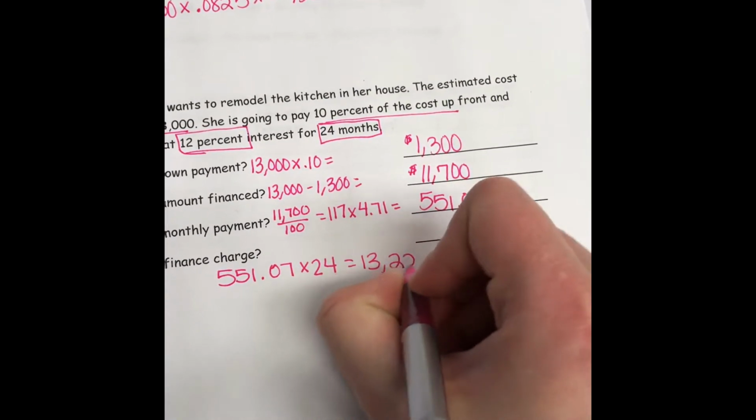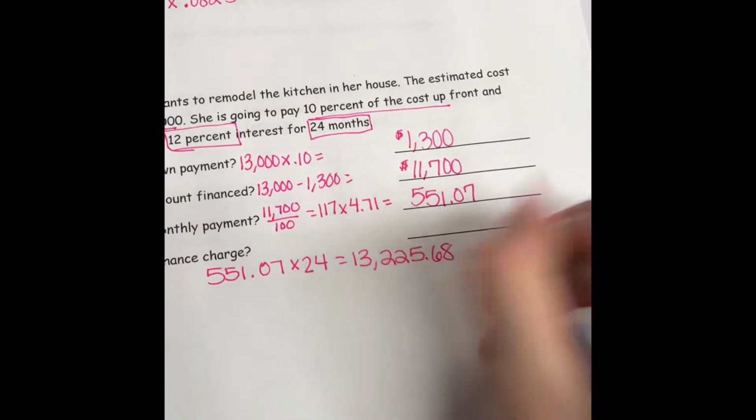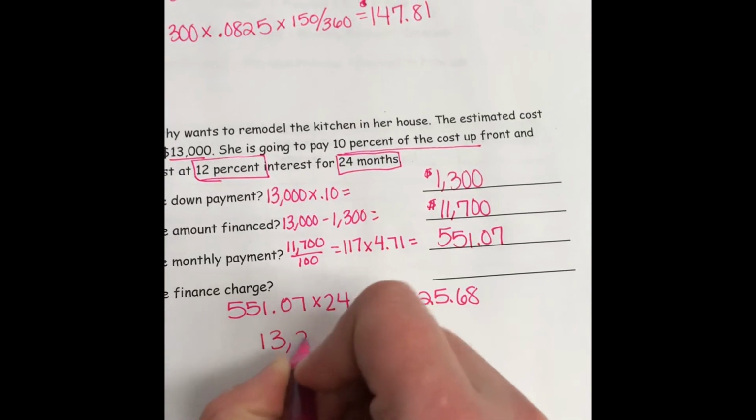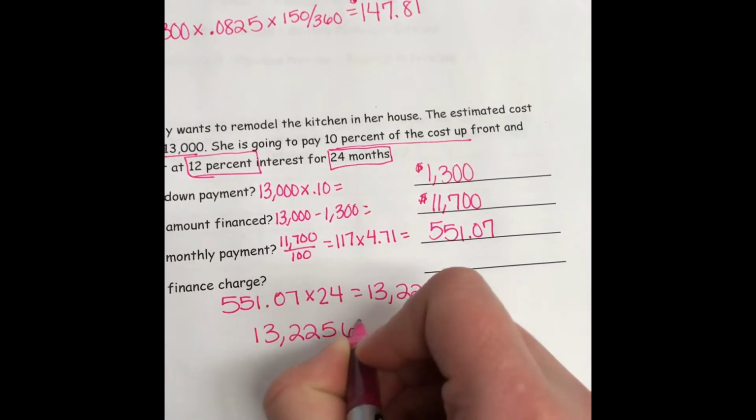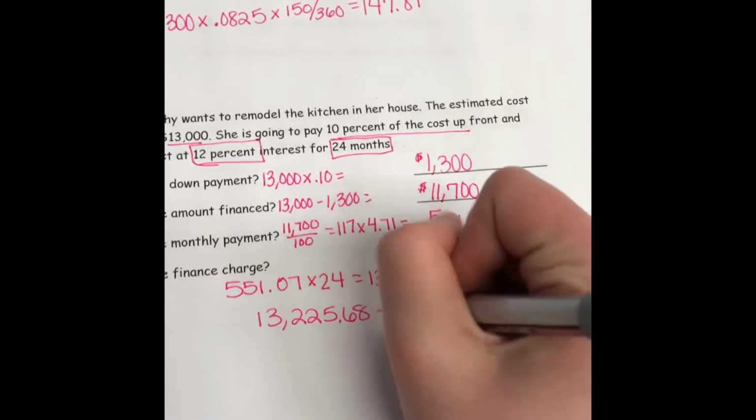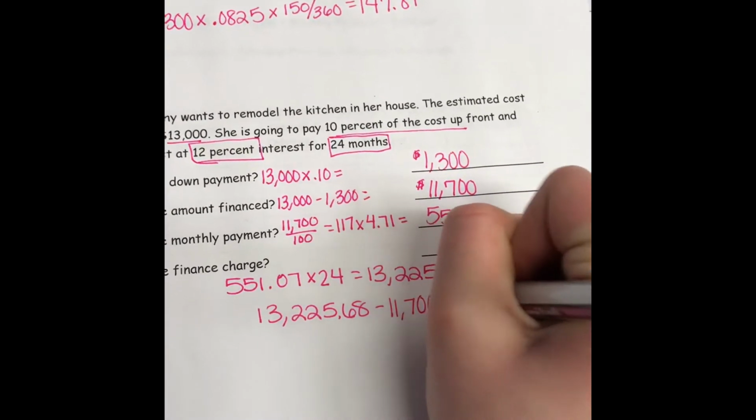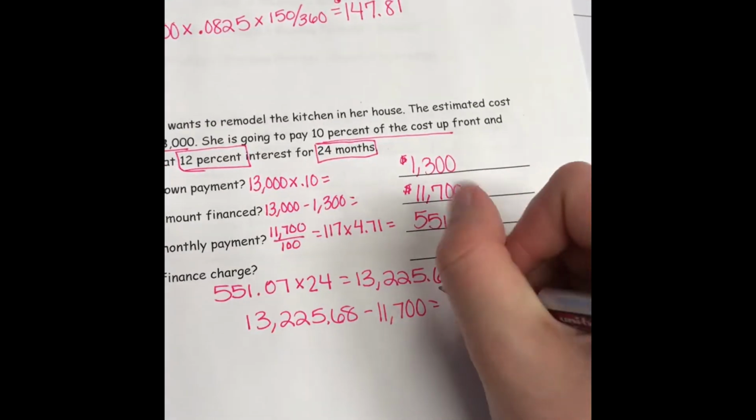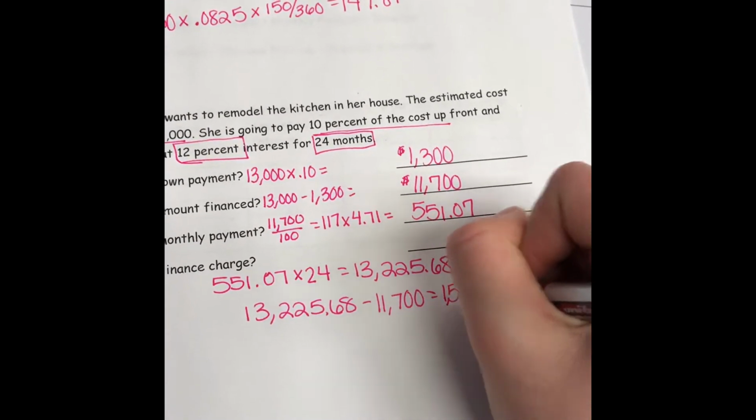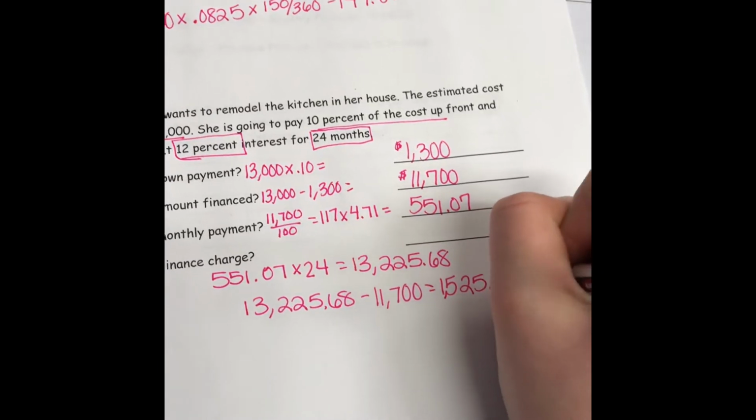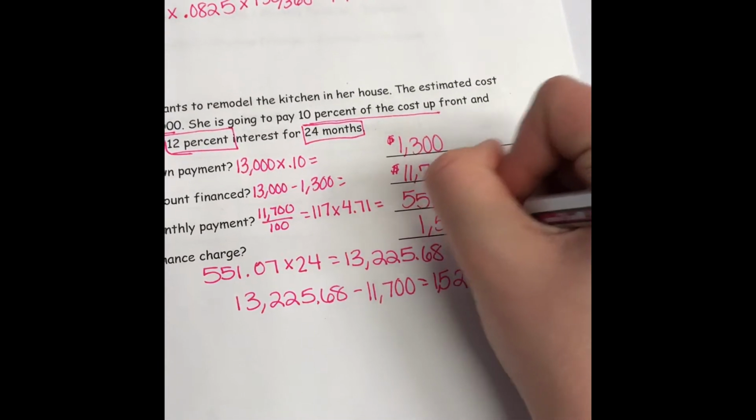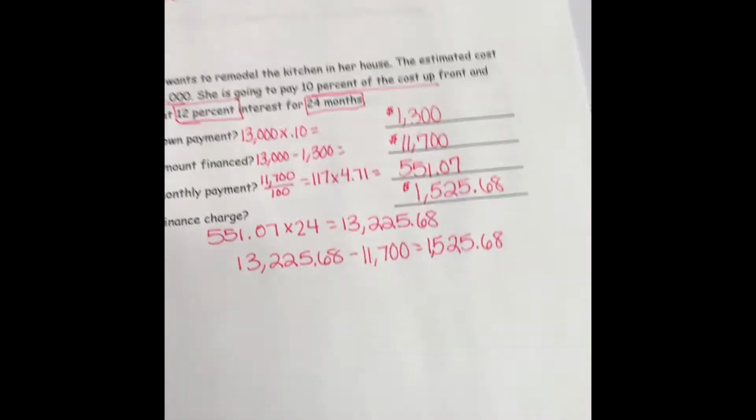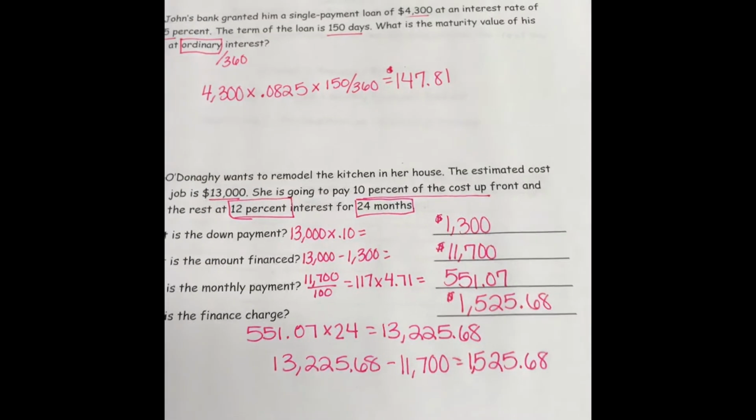It's $13,225.68. Then take your total amount repaid and subtract my loan amount, which is $11,700. Which is $1,525.68. And that is our DIN.